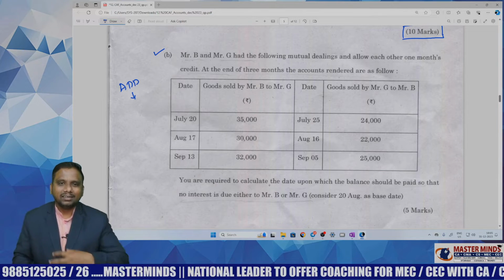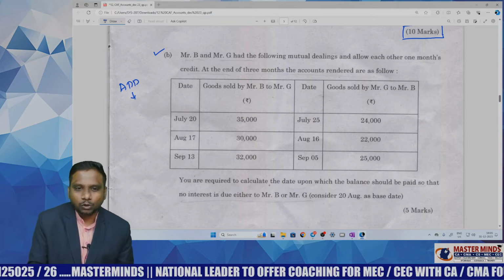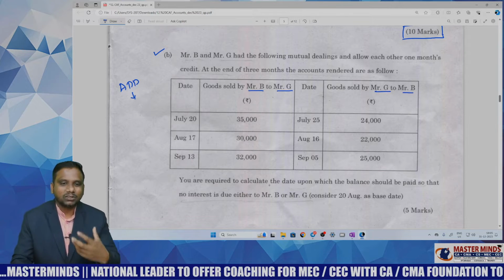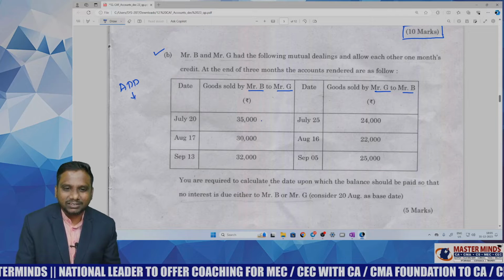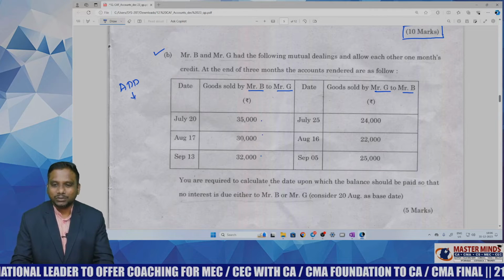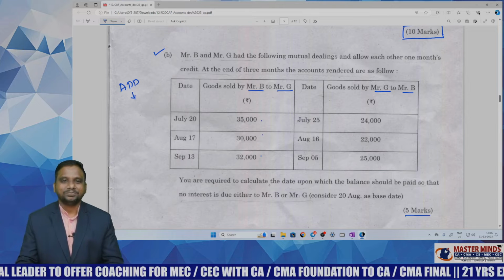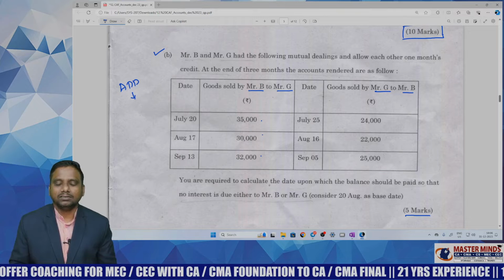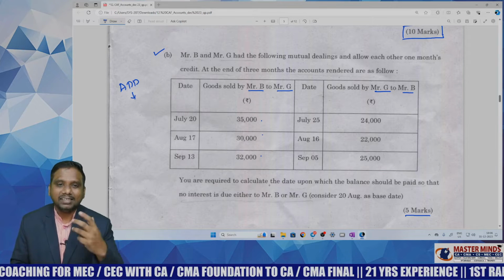This problem is average due date, calculation of average due date. Here inter transactions are there, that means goods sold by Mr. B to G and G to B, and transactions are also very few. Observe, only 3 transactions. Yes or no, students? And 5 marks. This also you can comfortably do. There is no difficulty in this problem.